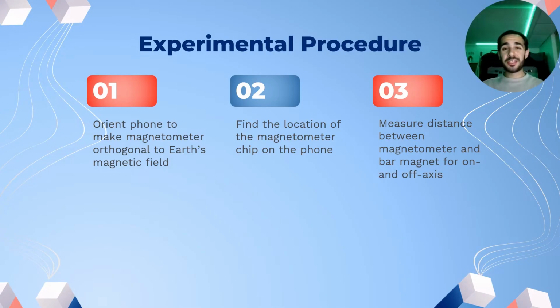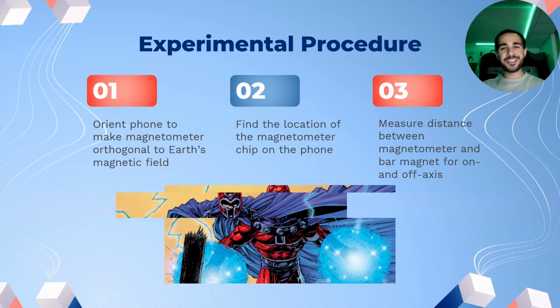Let's get started with the experimentation. First, we need to orient our phone to make its magnetometer orthogonal to Earth's magnetic field. Side note, I know it's called magnetometer, but magnetometer sounds way cooler. You even got a whole superhero called that.